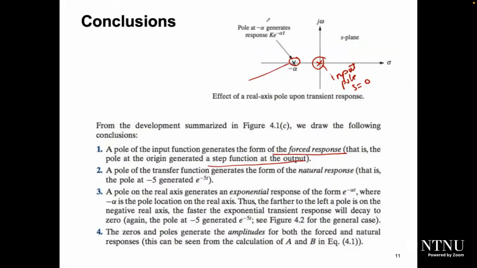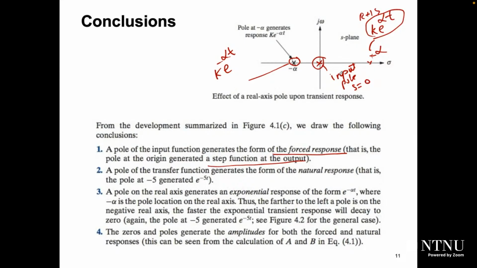This one will be a pole at minus alpha. It will generate a response which is k multiplied by exponential minus alpha t. So if you have this pole in the right-hand side, right? So it will be plus alpha here, right? If you have something here which is plus alpha, in this case this one will generate a k exponential plus alpha t. And in this case, this one will be unbounded. So your system will be unstable. So if you have even a single pole in the right-hand side, this one will make your system unstable.